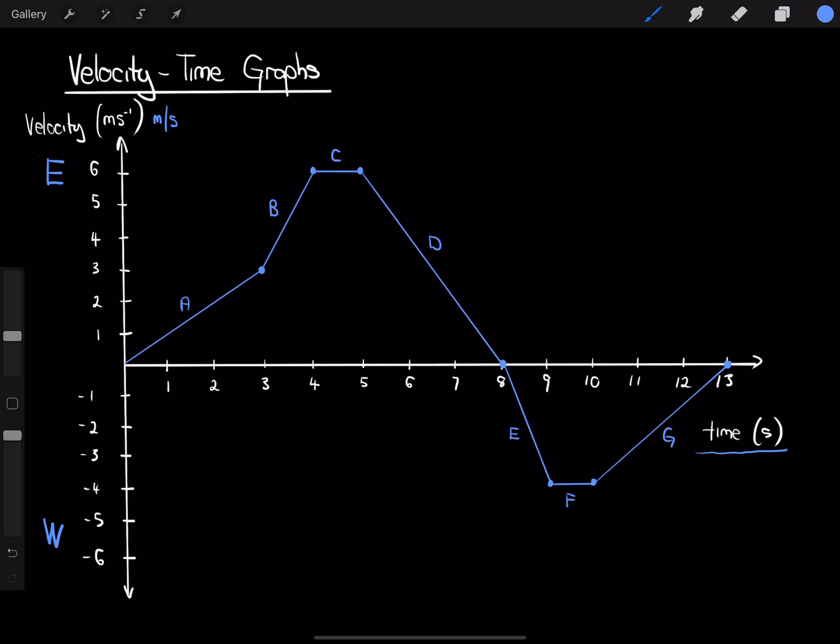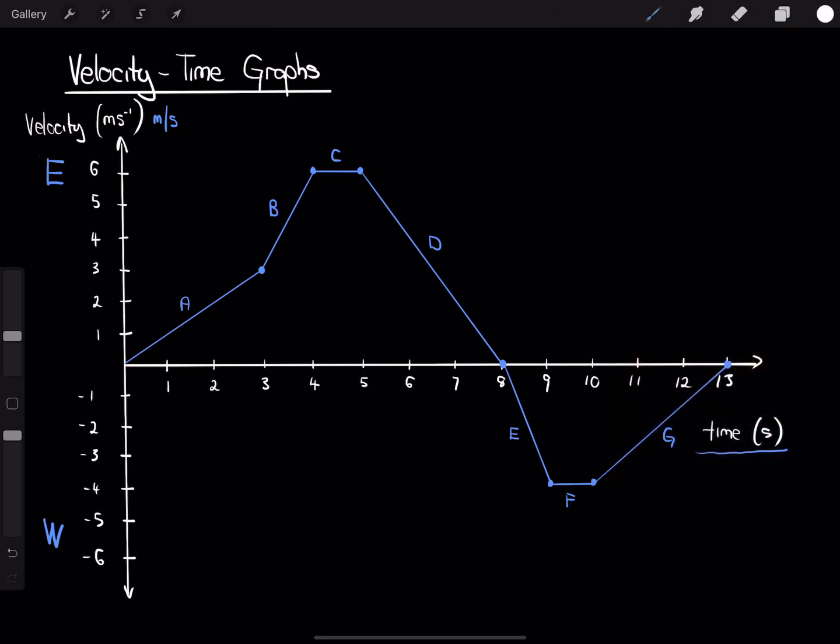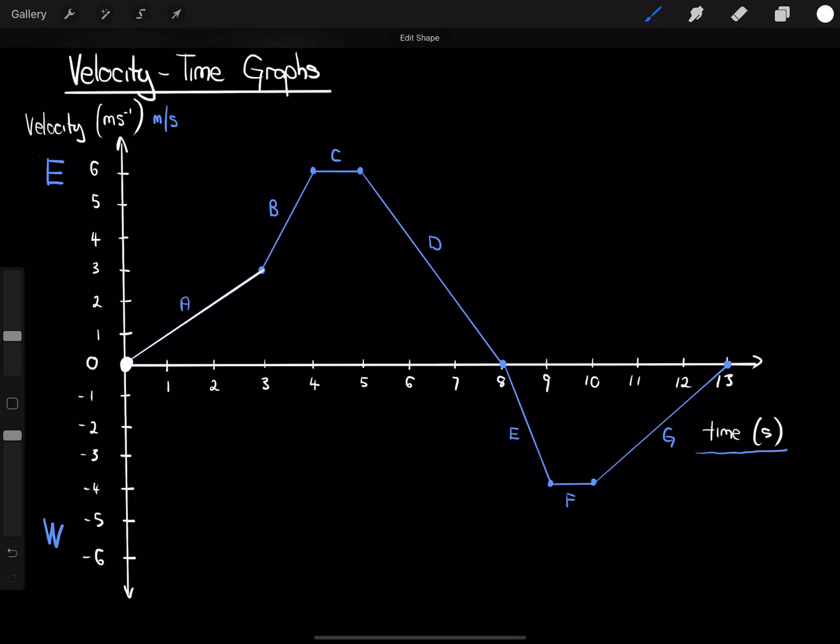So here's an example of a velocity graph. Let's just run through a few aspects of it first. Now, remember this is velocity, and so at this point here, the velocity of the object would be 0. Now, as time moves on, after 1 second, you notice the velocity is increasing. So for section A, the velocity was actually increasing in the easterly direction. And of course, an increasing velocity implies that there is an acceleration.